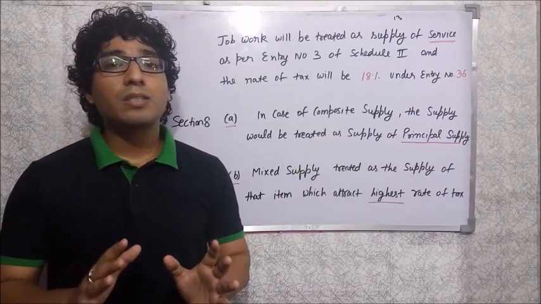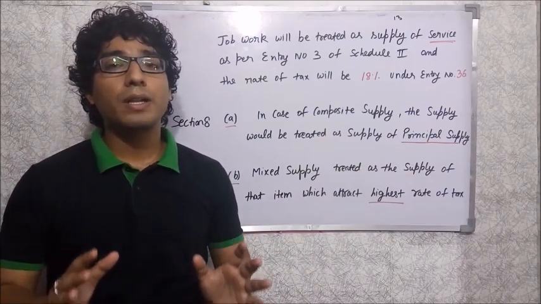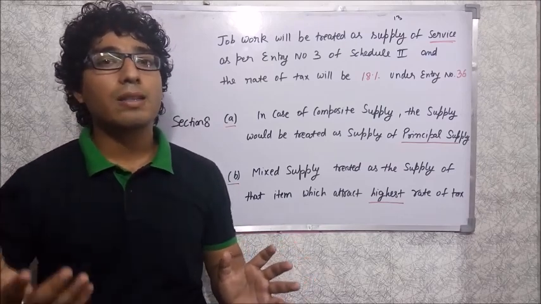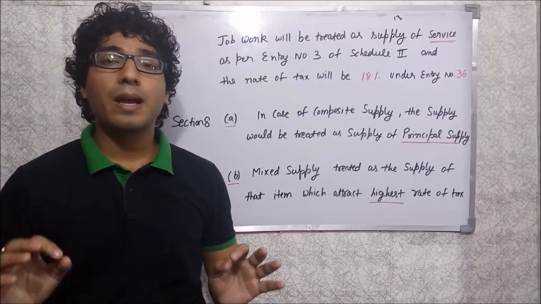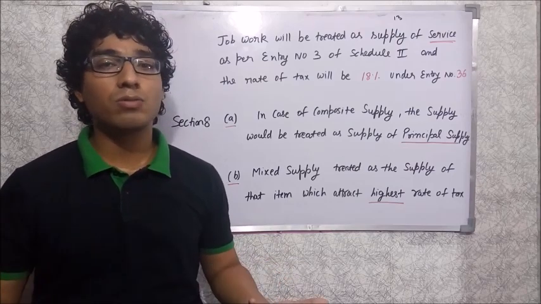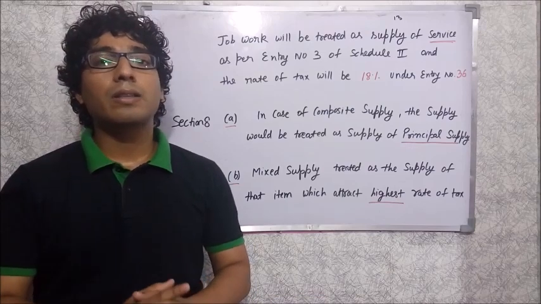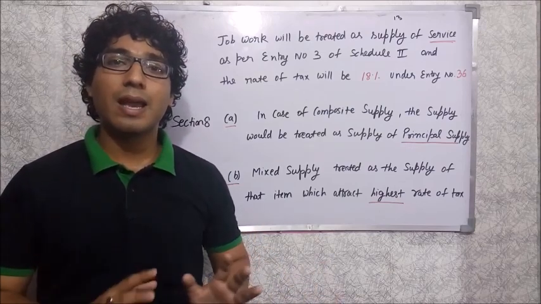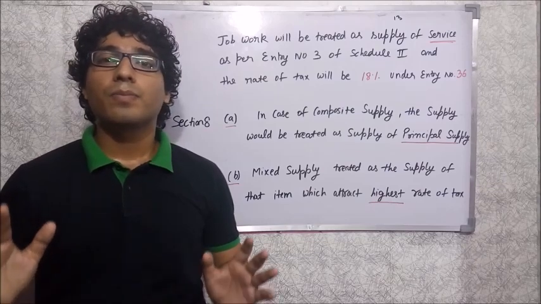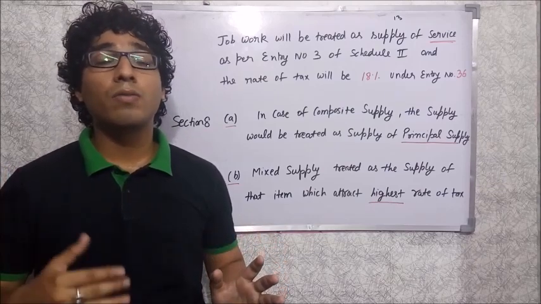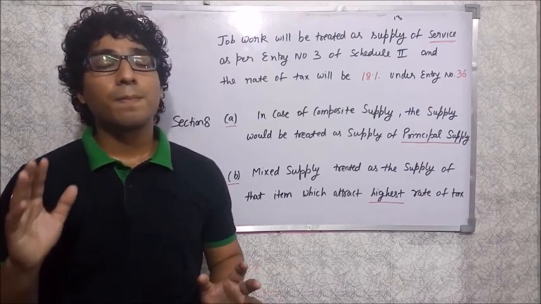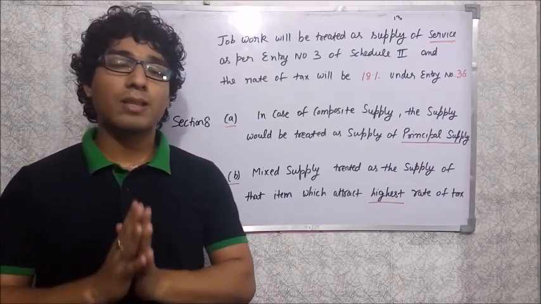And with respect to the job work of printing of newspaper, the rate of tax would be 5% under entry number 13 of the rate of taxes of services as approved by the GST Council. So a job work will be treated as a deemed supply of services and the tax rate would be 18% under entry number 36. If there is a job work in relation to the printing of newspaper, that will be taxed at the rate of 5% under entry number 13. So make a note of the point.